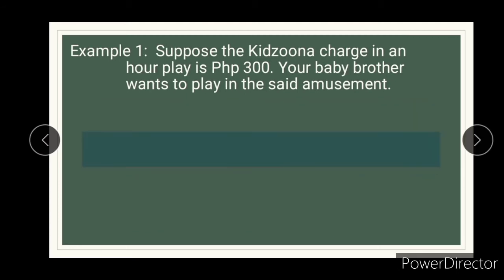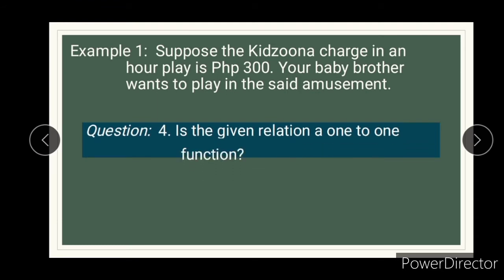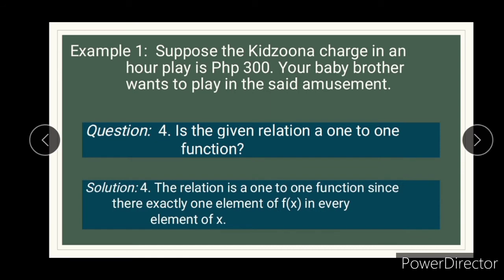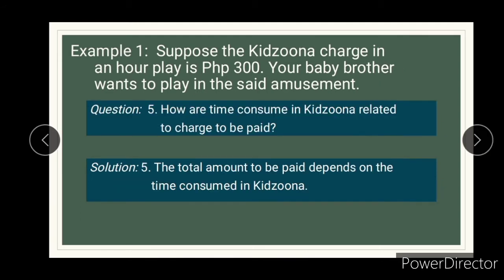Question number 4. Is the given relation a one-to-one function? Solution. The relation is a one-to-one function since there is exactly one element of f of x in every element of x. Now let's have question number 5. How is the time consumed in Kidzona related to the charge to be paid? Solution. The total amount to be paid depends on the time consumed in Kidzona.